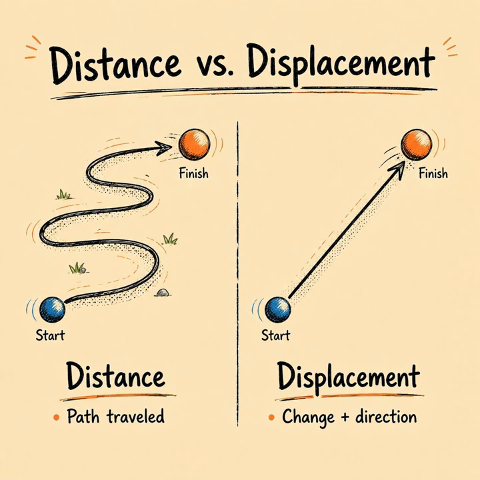First, separate two ideas that sound similar. Distance is the total length of the path traveled, so it has magnitude only. Displacement is the final position minus the initial position, so it includes both magnitude and direction. Distance is a scalar, displacement is a vector.